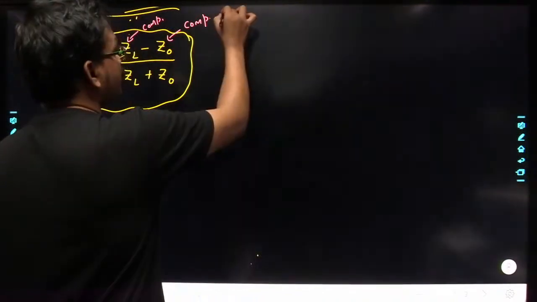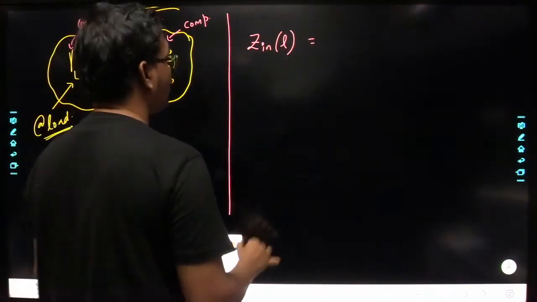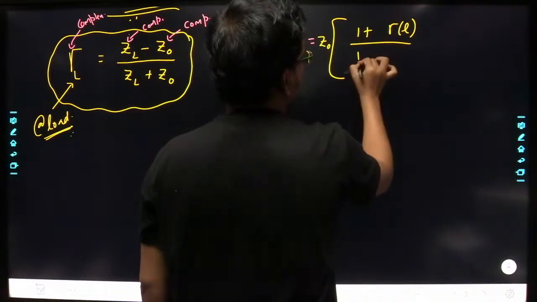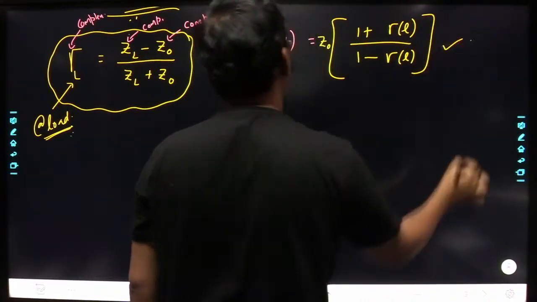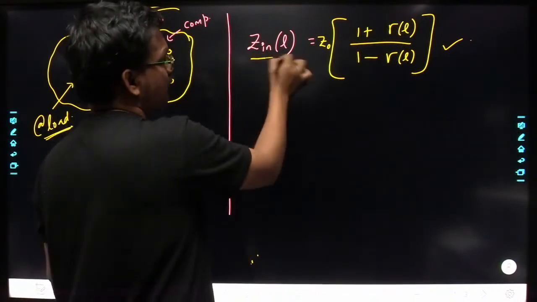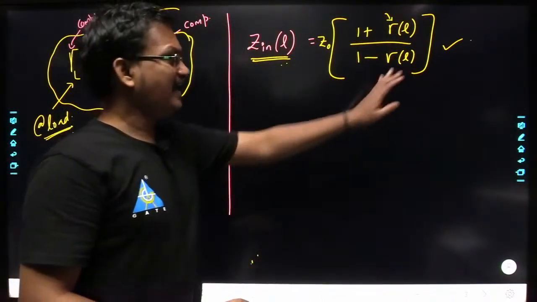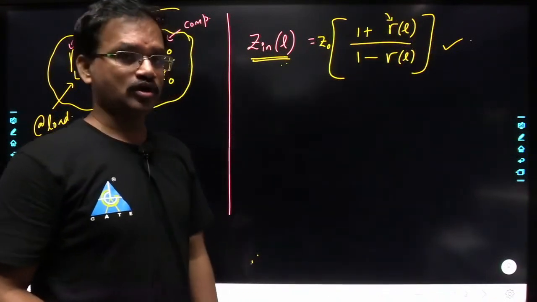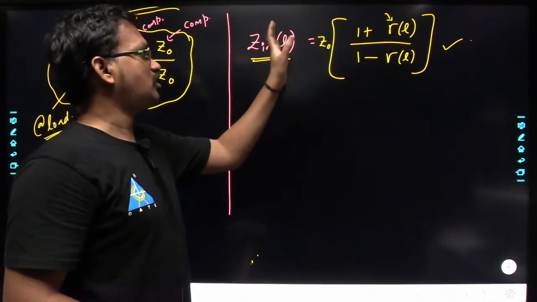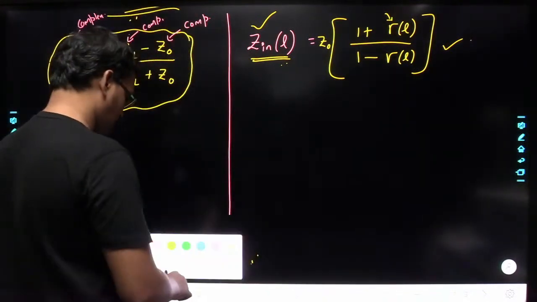Next we got the expression for Zin of L. Zin of L is equal to Z0 into 1 plus gamma of L divided by 1 minus gamma of L. This is the relation between the input impedance seen on the transmission line and the reflection coefficient. This is the reflection coefficient at any point on the transmission line, and here exactly at load. So this is the relation we got between the input impedance seen on the transmission line and the reflection coefficient on the transmission line.